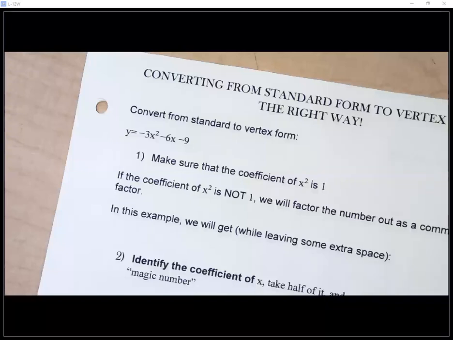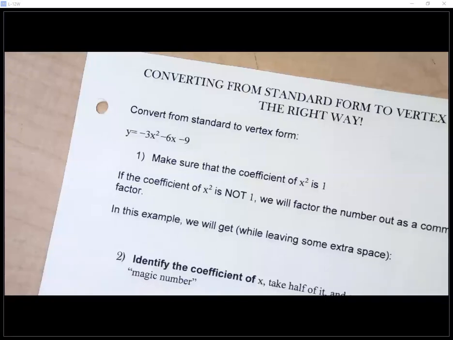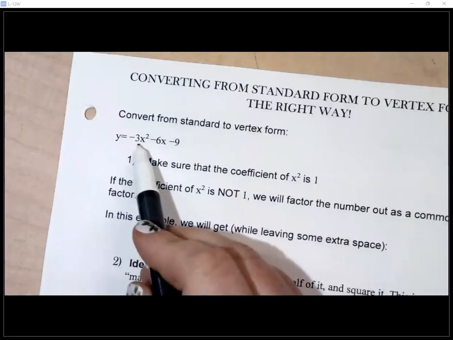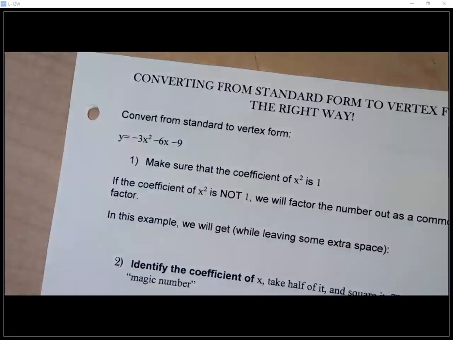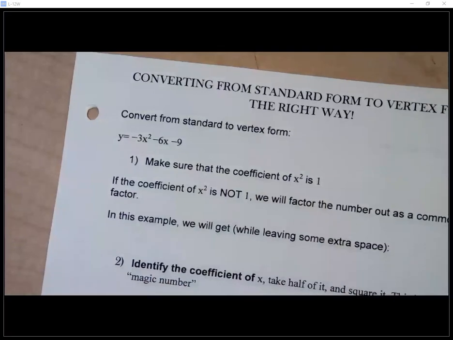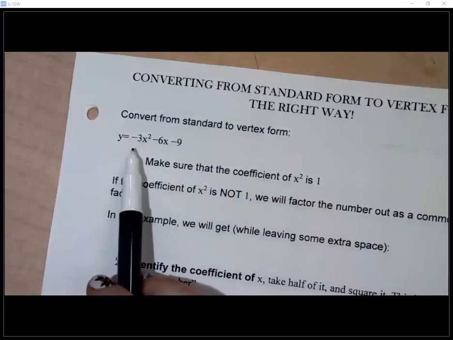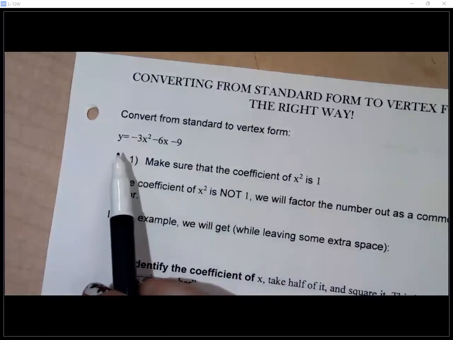Okay, so we are given this example one right here, negative 3x squared minus 6x minus 9. There it is in standard form. The first thing I want to do is make sure that the coefficient of x squared is 1. So again, in this case, it's not. I have a negative 3. So I do want to go ahead and factor out the negative 3 from the whole thing.